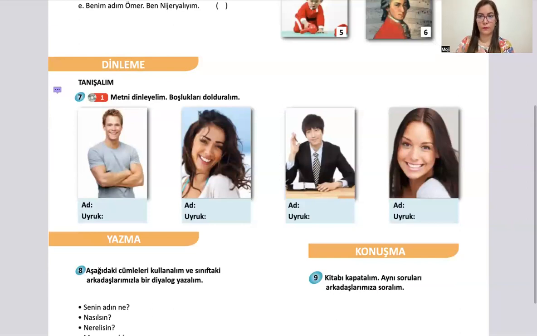Merhaba, benim adım Tom. İngiltereliyim. İyi günler, benim adım Pınar. Türk'üm. Günaydın, benim adım Kim. Koreliyim. Merhaba, benim adım Olga.